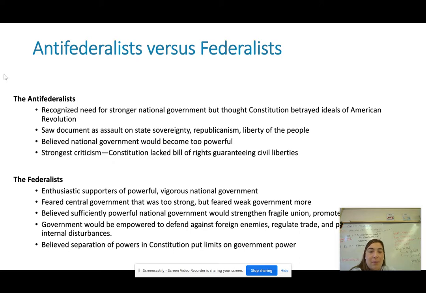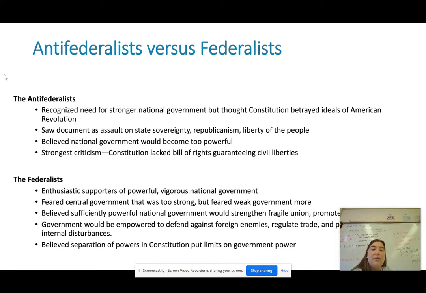Republicanism and liberty of the people. So they're seeing this document as breaking down everything they fought the British for. They believed that the national government would become too powerful and eventually start oppressing the state governments, and then ultimately oppressing the people and taking away their rights. Their biggest deal was the fact that there was no Bill of Rights that guaranteed civil liberties to the people. They thought that this was the scariest part, and this was the deal breaker for them.